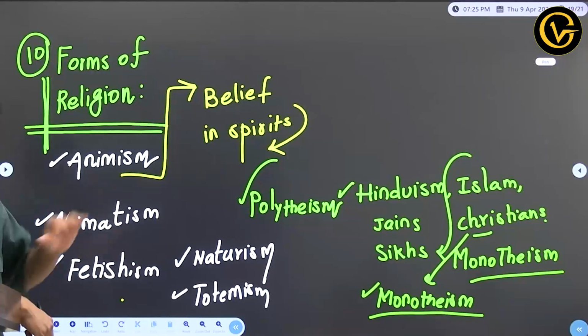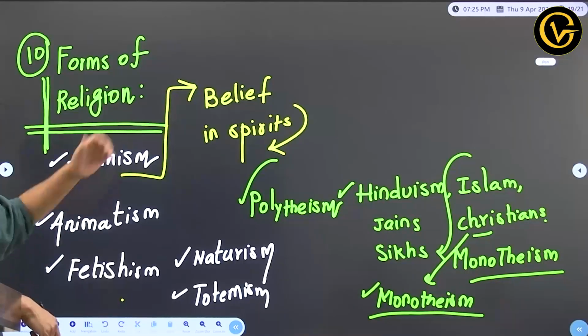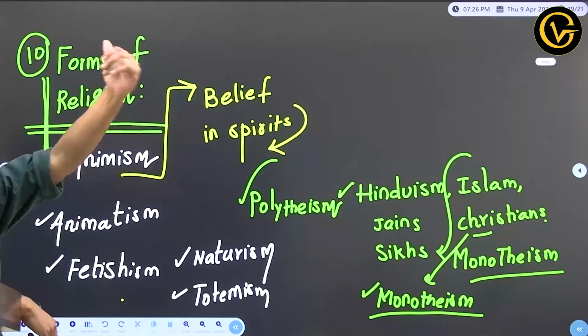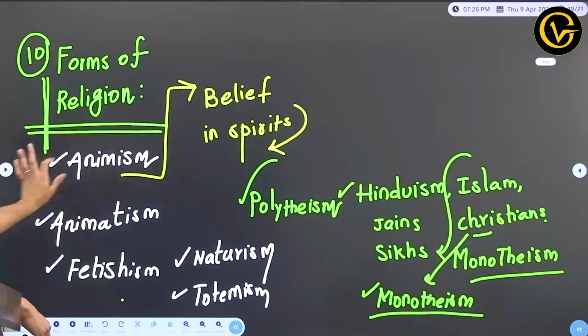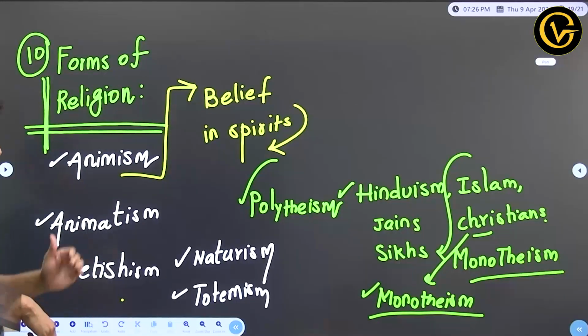Animism is very common in many tribal religions. Among tribals, animism is a very common religion. Till recently, there are many tribals who used to have animism. No Lord Rama or Lord Krishna, Ayyappa, nothing. Their God is a belief in the spirits. That's it.